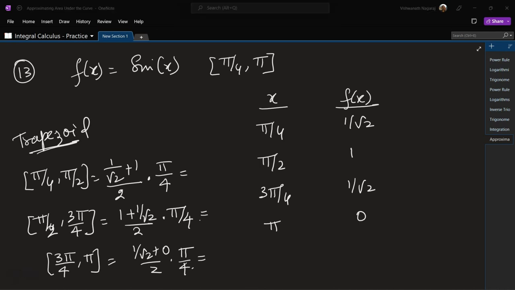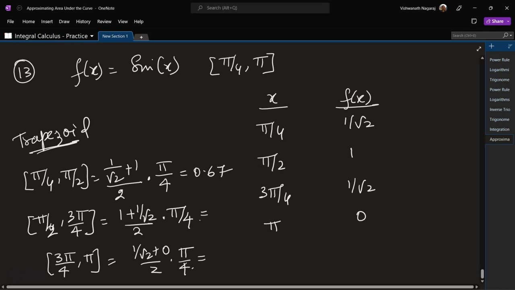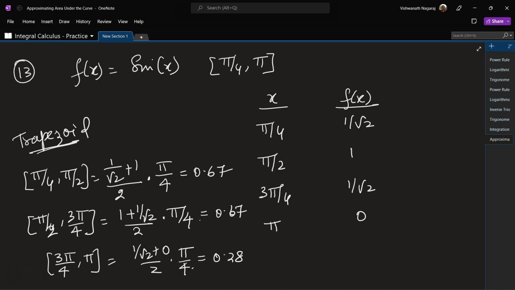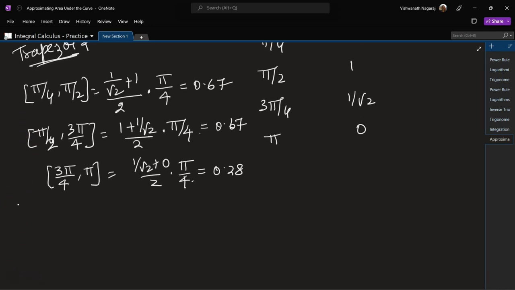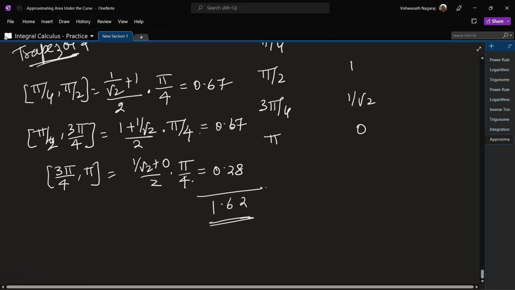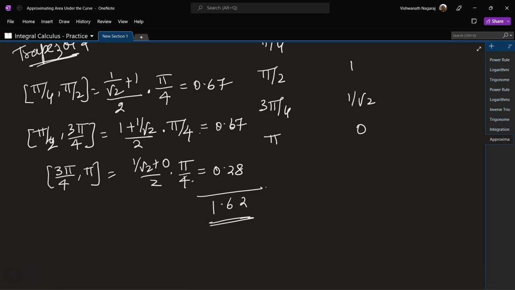Now this would be 0.67. These two are same, so 0.67. And this would be 0.28. And if we add up all these, what do we get? So 7 plus 8, 15, 15 plus 7 is 22, 2 plus 2, 4, 4 plus 6, 10, 10 plus 6, 16, 1.62 square units. That would be the approximate value of the area.